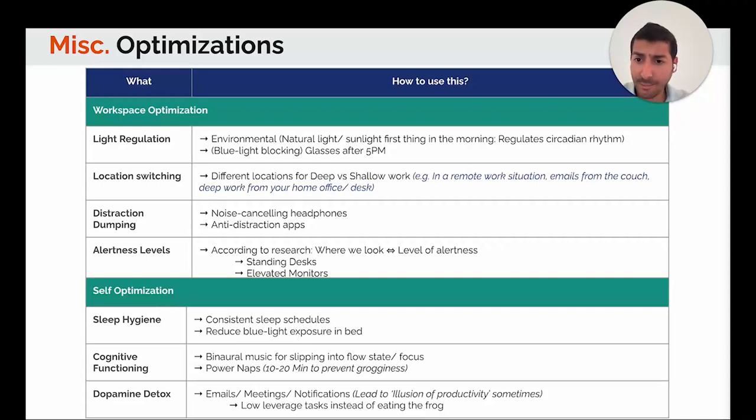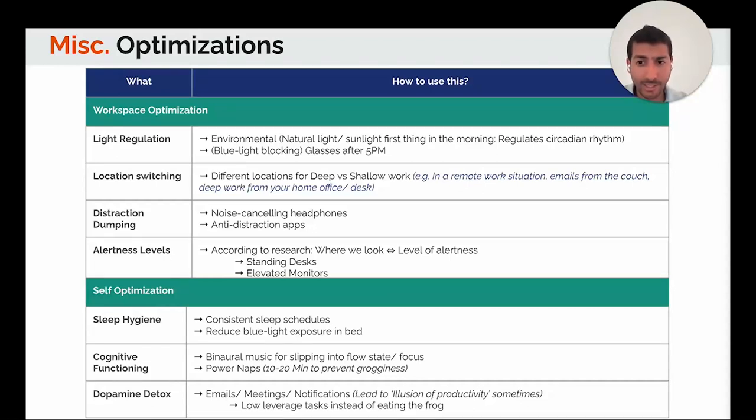Next up, you have distraction dumping, where the idea is to do whatever it takes, whatever works for you, and not get distracted. So noise canceling headphones, anti-distraction apps, maybe locking yourself in a cubicle sort of a setup, whatever works for you.